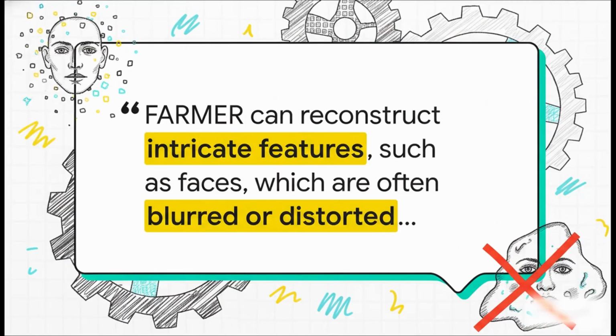But you know, numbers don't tell the whole story. This quote from the paper really gets to the heart of it. Because Farmer works directly on pixels and uses that uncrumpling method we talked about, which is perfectly reversible, it doesn't lose any information. And that means it is fantastic at creating those sharp, intricate details like faces or fur that other models, especially ones that use compression, tend to make blurry or weird.